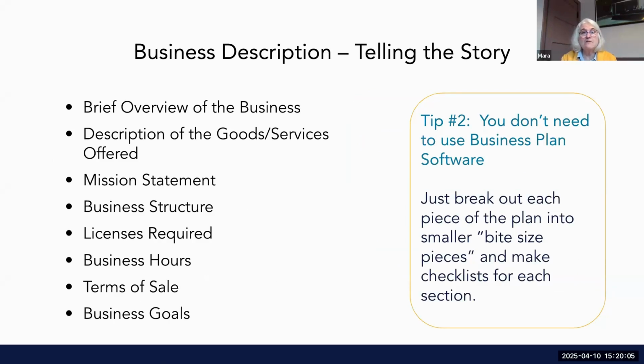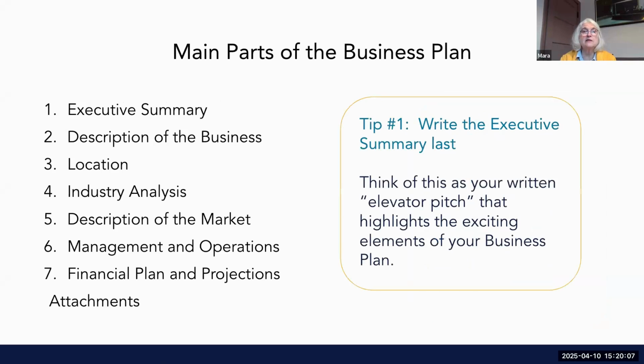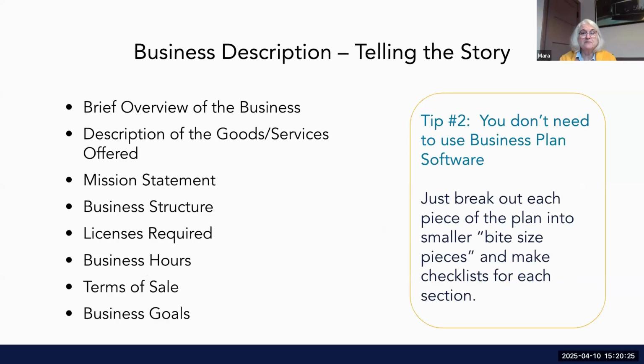One tip that I have about writing the business plan is to do the executive summary last. That'll just make it flow so much better. And there'll be some attachments that you'll want to include again in your plan. And so we're kind of going to go through each of these sections as we go forward in this workshop. Next slide.